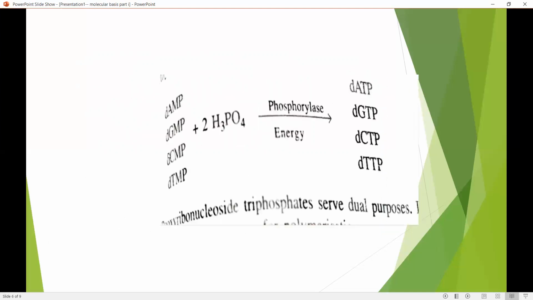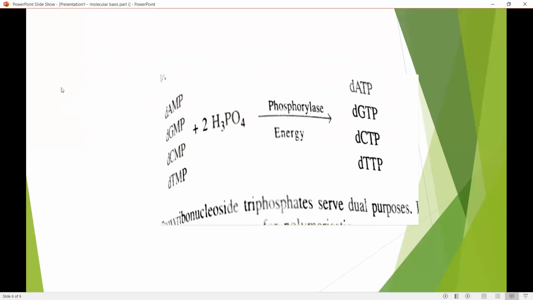So in the next slide, you see the nucleotides. Nucleotides are the macromolecules of DNA, and basically the formation of nucleotides starts from the nucleosides. Nucleosides, we know, are formed when a nitrogenous base is linked with deoxyribose. There are 4 nucleosides found in DNA. Those are adenosine, guanosine, cytidine, and thymidine.